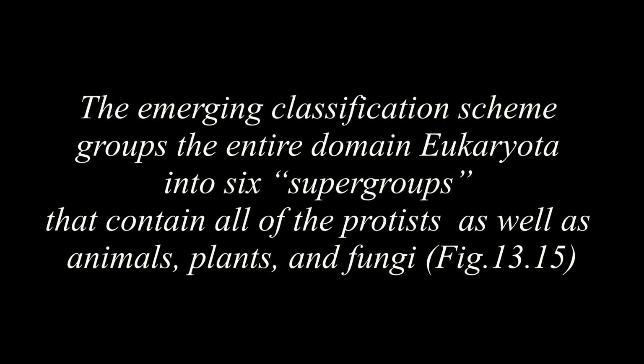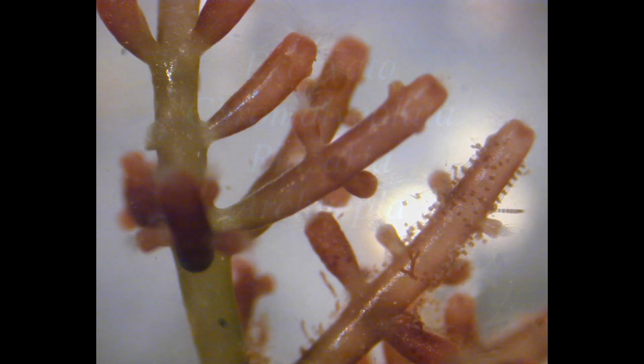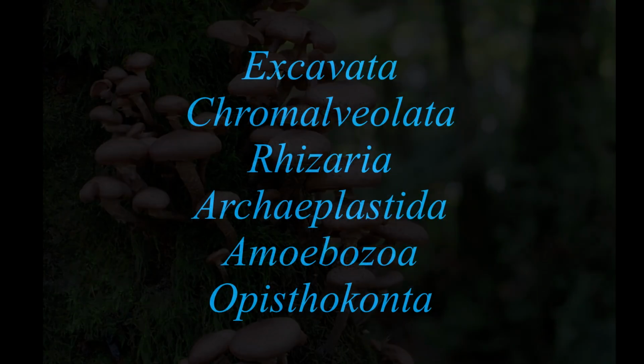The emerging classification scheme groups the entire domain Eukaryota into 6 supergroups that contain all of the protists as well as animals, plants, and fungi. These include the Excavata, Chromalveolata, Rhizaria, Archaeplastida, Amoebozoa, and Opisthokonta.